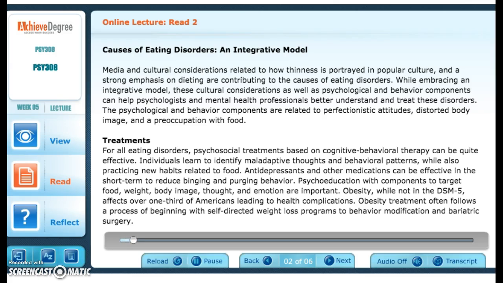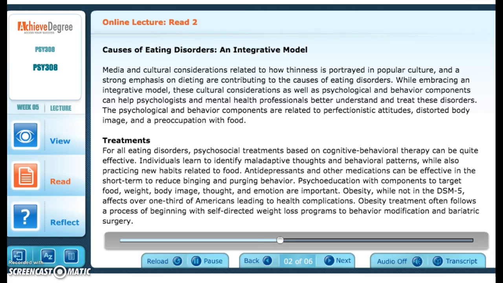Media and cultural considerations related to how thinness is portrayed in popular culture, and a strong emphasis on dieting, are contributing to the causes of eating disorders. While embracing an integrative model, these cultural considerations, as well as psychological and behavior components, can help psychologists and mental health professionals better understand and treat these disorders. The psychological and behavior components are related to perfectionistic attitudes, distorted body image, and a preoccupation with food.